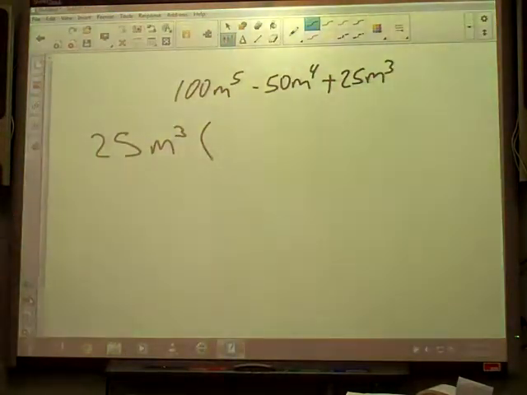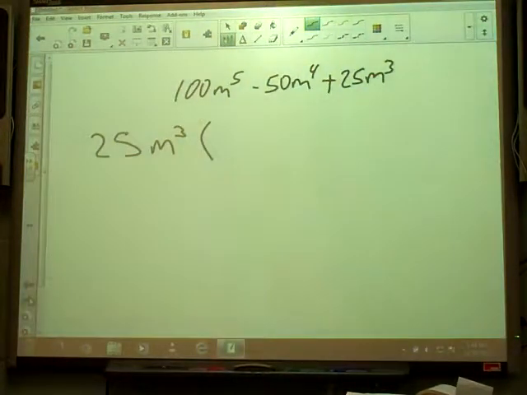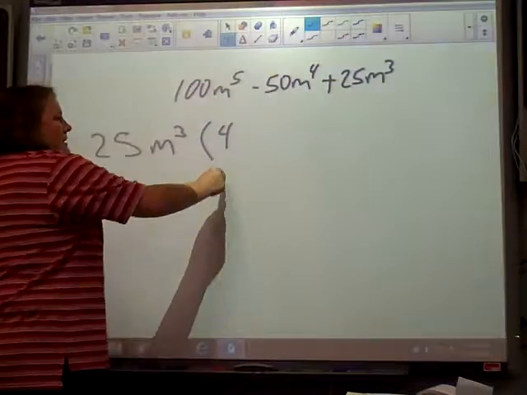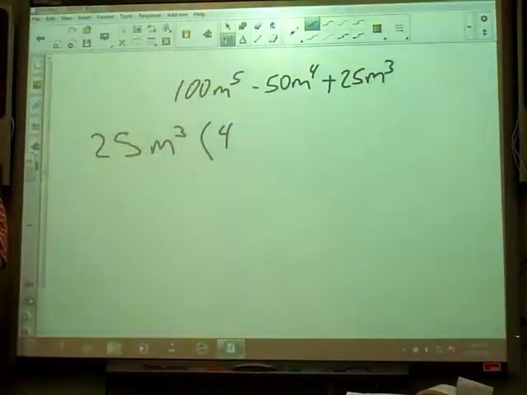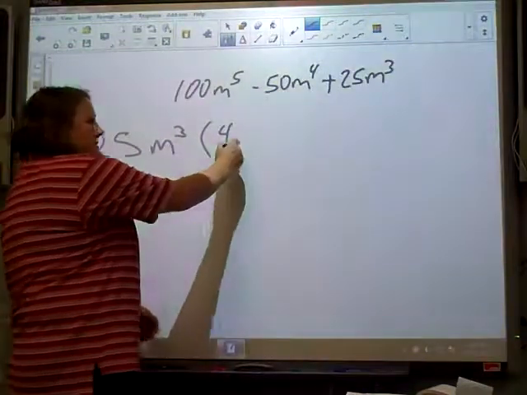Maybe we need to do it in here too. What is 100 divided by 25? 4. Now what do we do with our powers on this division? It wasn't M to the fifth, and we took out an M cubed. Very good. Subtract.